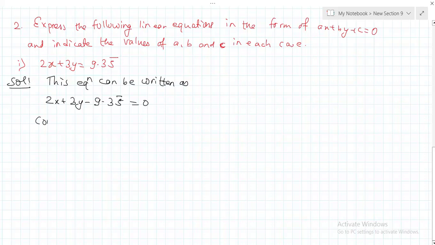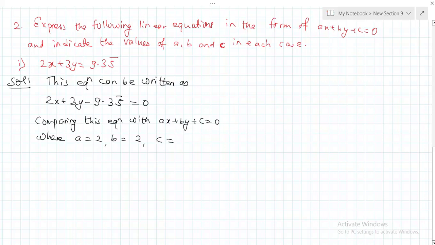Okay, so comparing this equation with ax plus by plus c equal to 0, where okay, so here ax is also 2x, means we can write a is equal to 2. Similarly here by is y, so you can write b is equal to 2, and similarly c is equal to minus this, minus 9.35. Okay, so in this way you can solve this number first question.